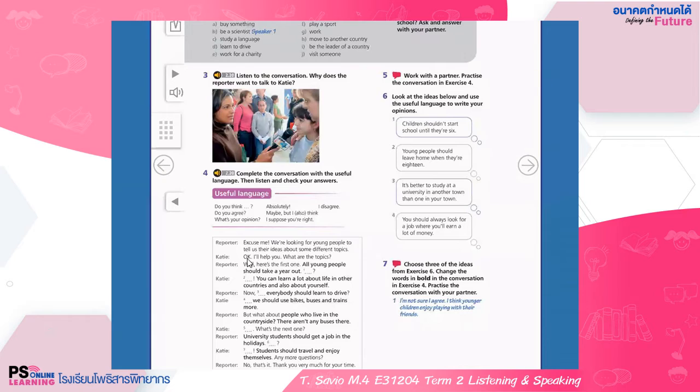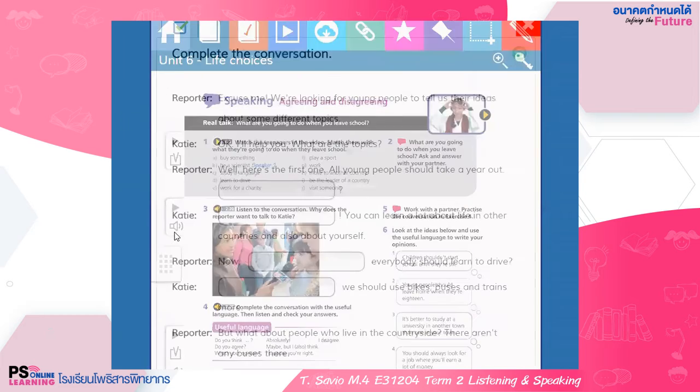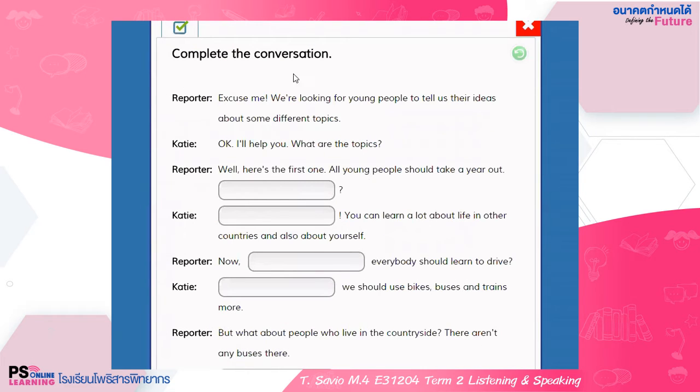Let's move on to exercise 4. Complete the conversation with the useful language, then listen and check your answers. Useful language: being, do you think? Absolutely. I disagree. Do you agree? Maybe, but I also think. What's your opinion? I suppose you're right. Complete the conversation.